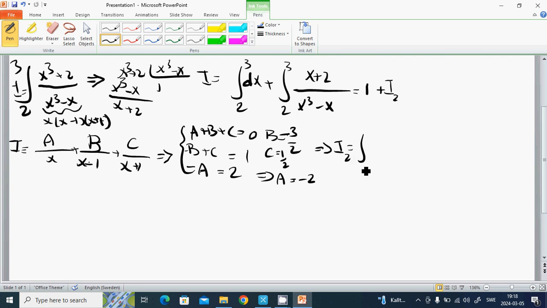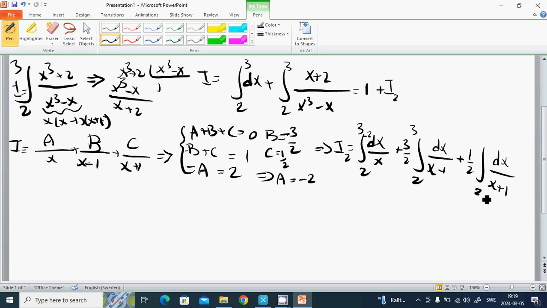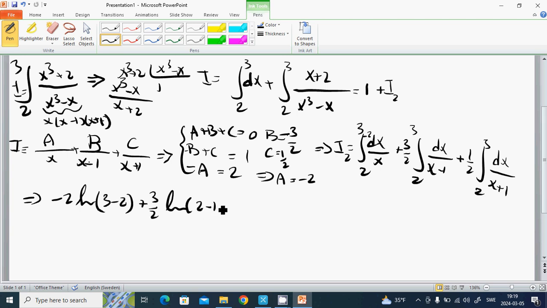Then I2 is the integral from 2 to 3 of dx divided by x, times minus 2, plus 3 half integral from 2 to 3 of dx divided by (x − 1) plus 1 half integral of dx divided by (x + 1), from 2 to 3. Which is minus 2 ln of (3 minus 2), plus 3 half ln of 2 minus 1.